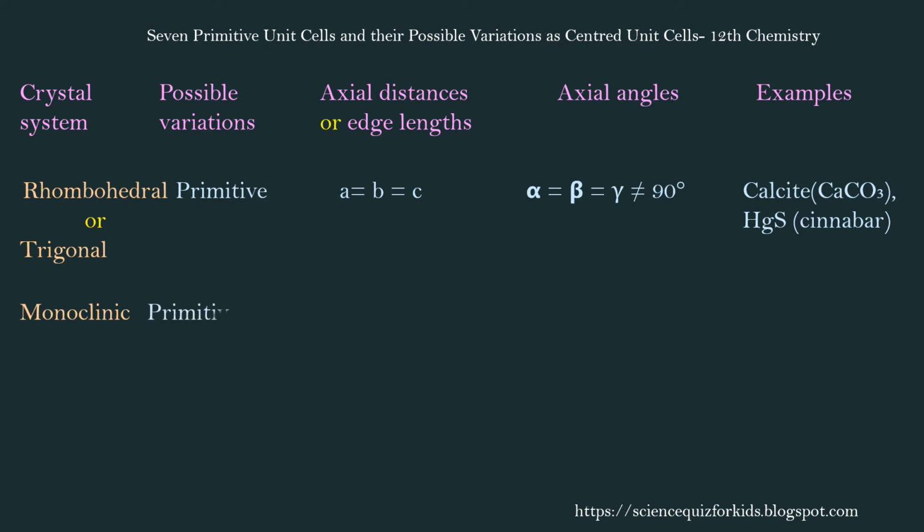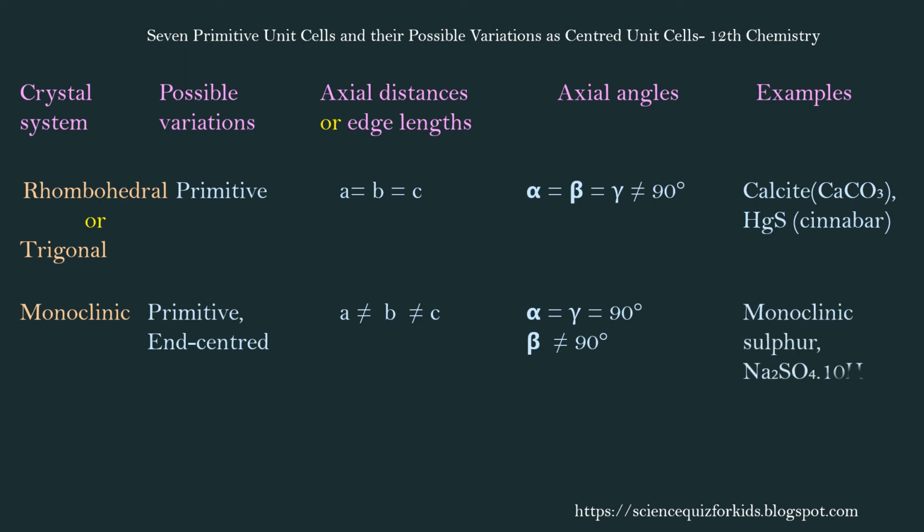Monoclinic crystal. Possible variations: primitive, end centered. Distances: a ≠ b ≠ c. Angles: alpha = gamma = 90 degrees, beta ≠ 90 degrees. Examples: monoclinic sulfur, Na2SO4·10H2O.